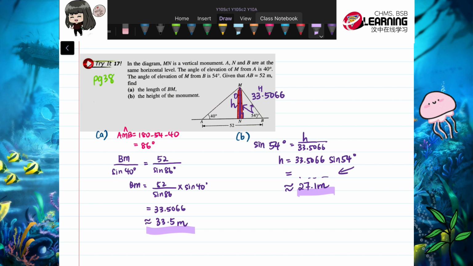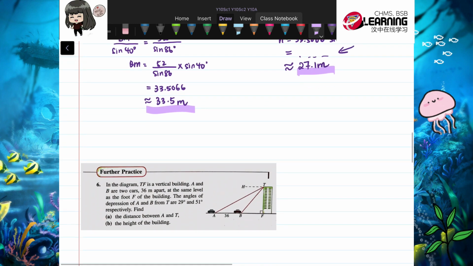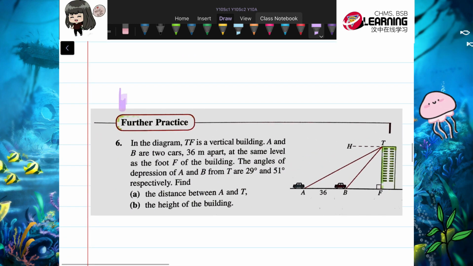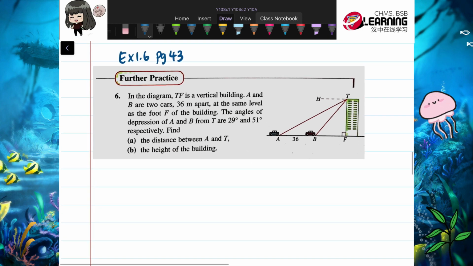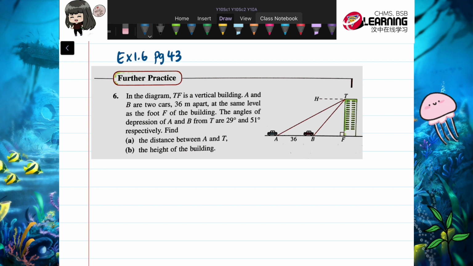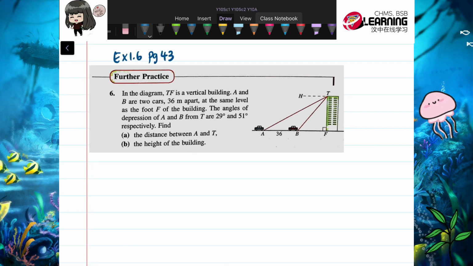And I want to proceed to a harder question now, which is further practice exercise 1.6, page 43. I want to explain this one to you because I find this one is a little bit harder. The two Try It questions just now, they already drew the diagram for you, and the words elevation or depression are already in the diagram.